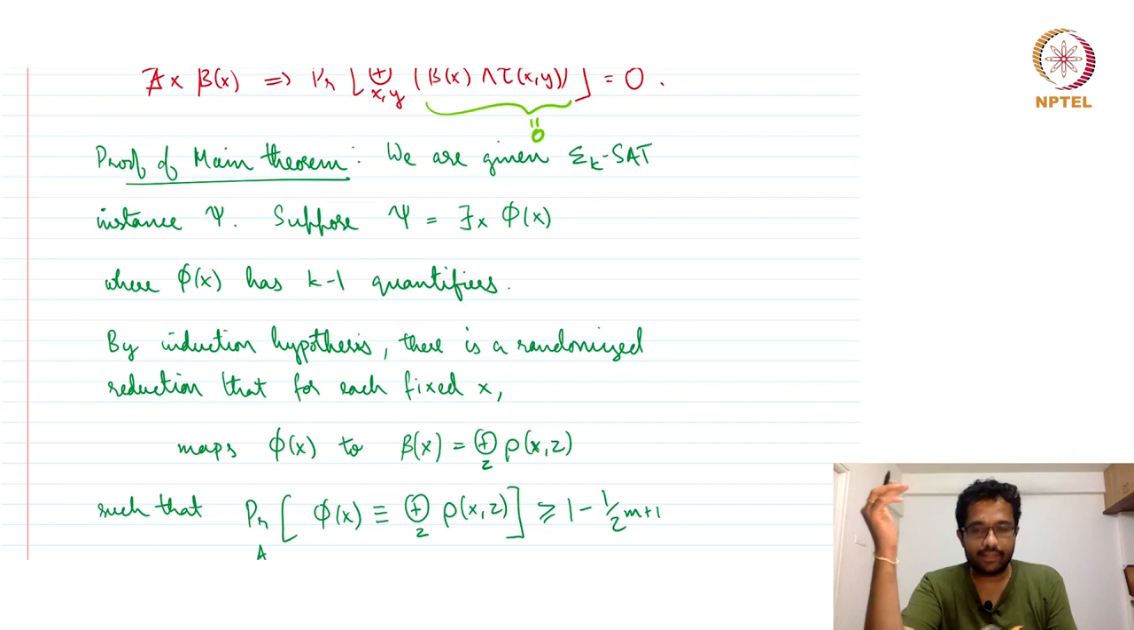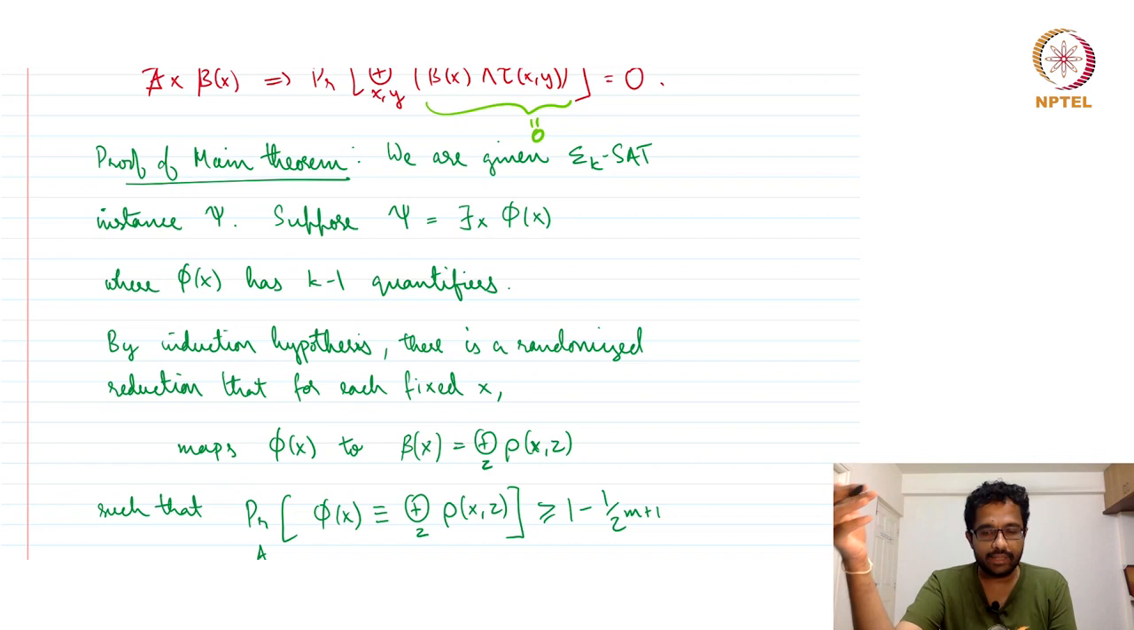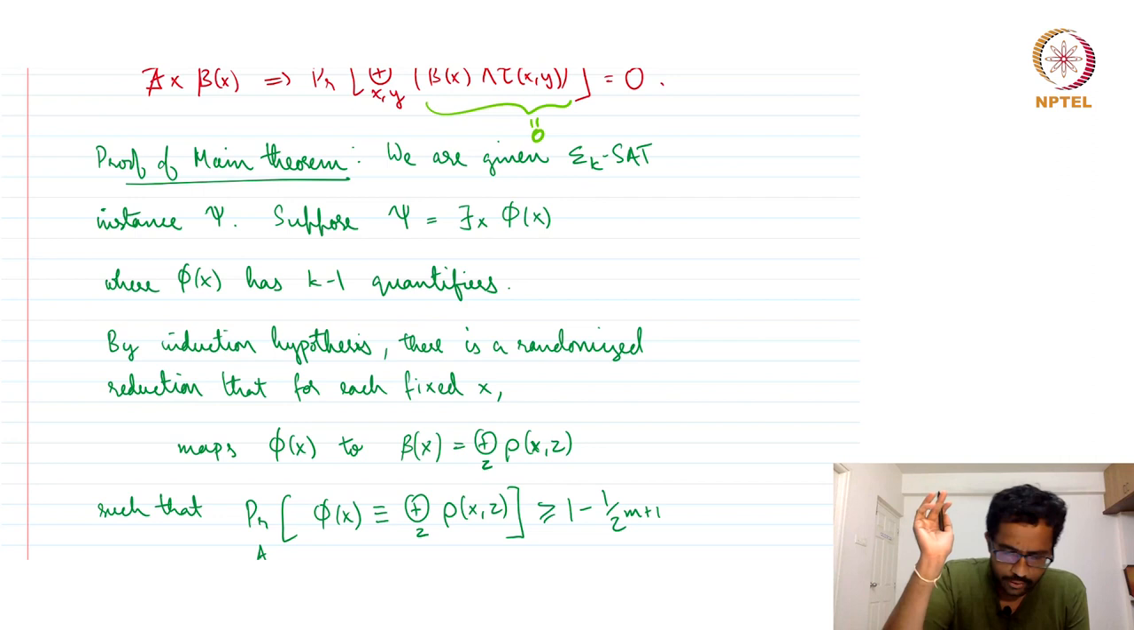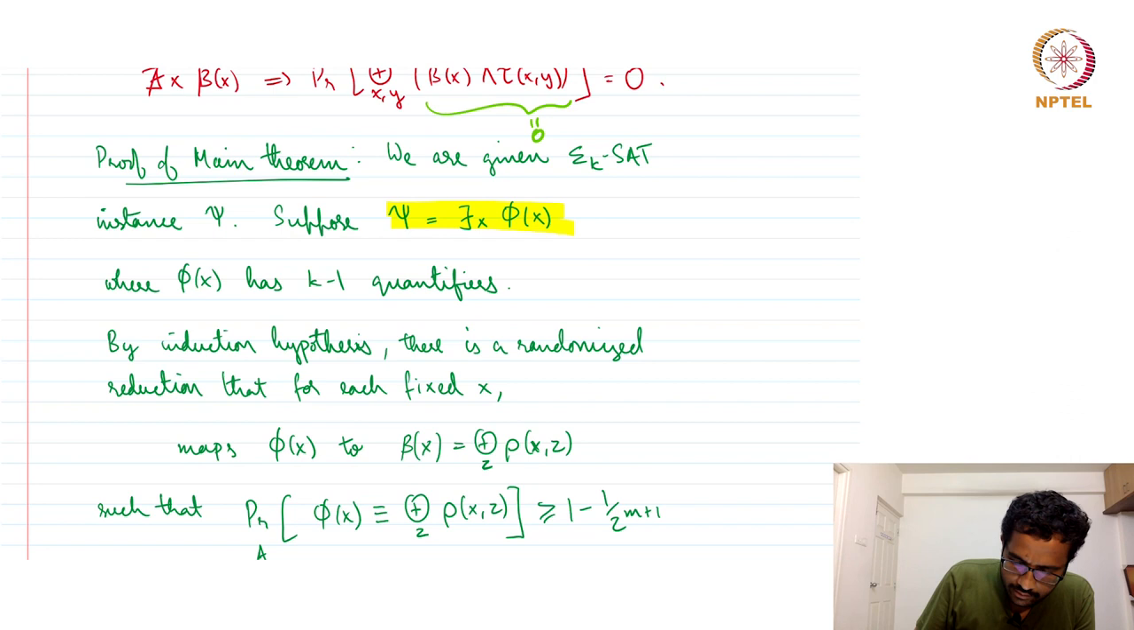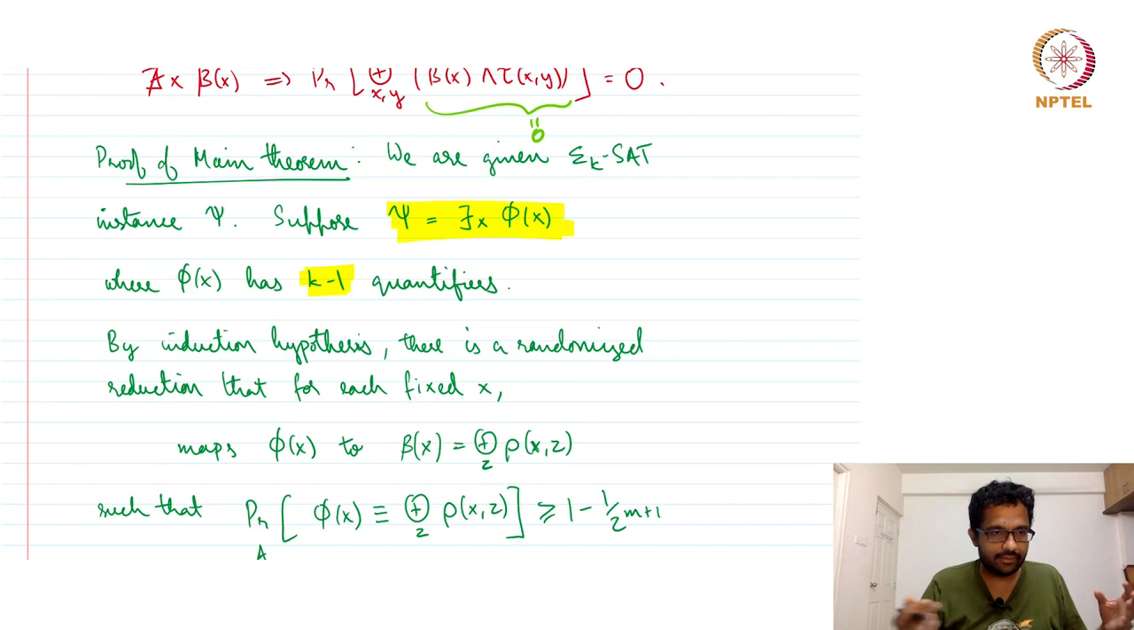We say polynomial hierarchy. If it is a pi k instance, you can take the negation, or you can view the pi k instance as a sigma k plus 1 instance, because if you can decide this, you can decide the negation as well, right? So suppose this is sigma k instance psi, and suppose psi is, there exists x phi x, where phi x itself has k minus 1 quantifiers. So the first quantifier is x, there exists, and the variables that are quantified by the first quantifier, we call them x, right? So phi x itself has other variables that I am not specifying here.